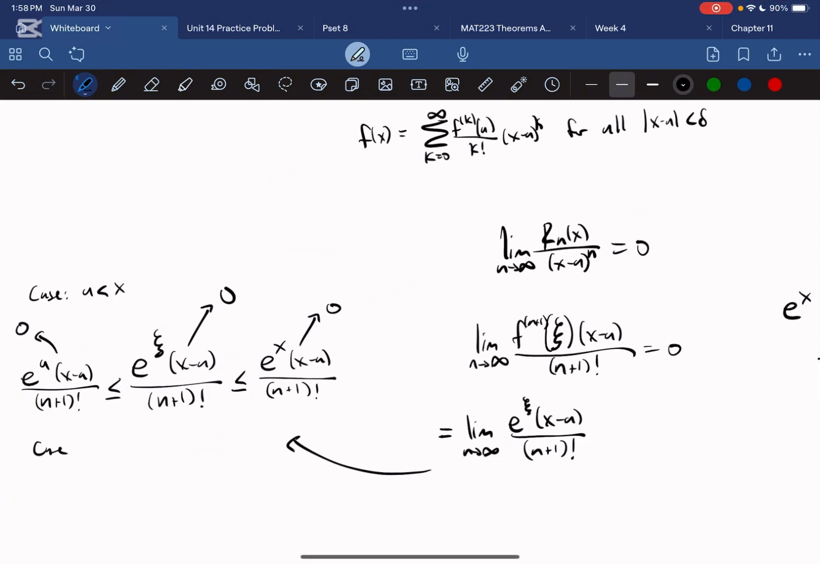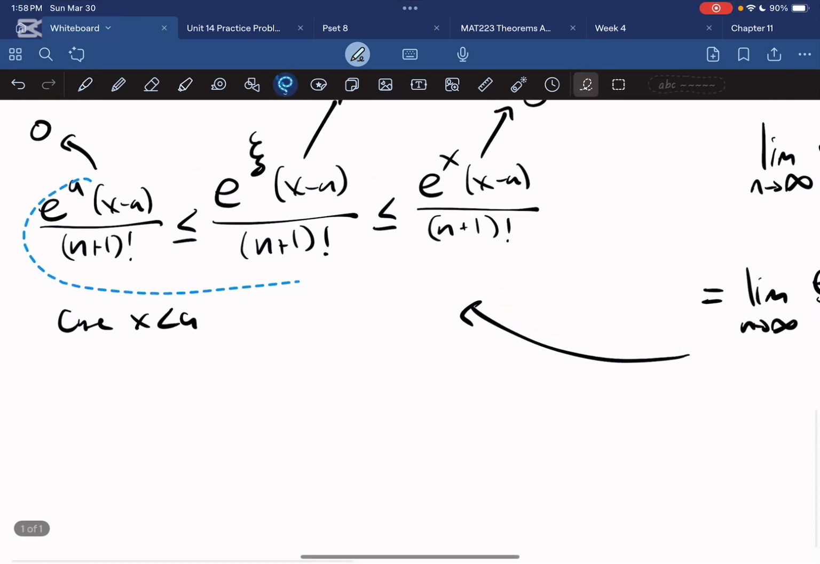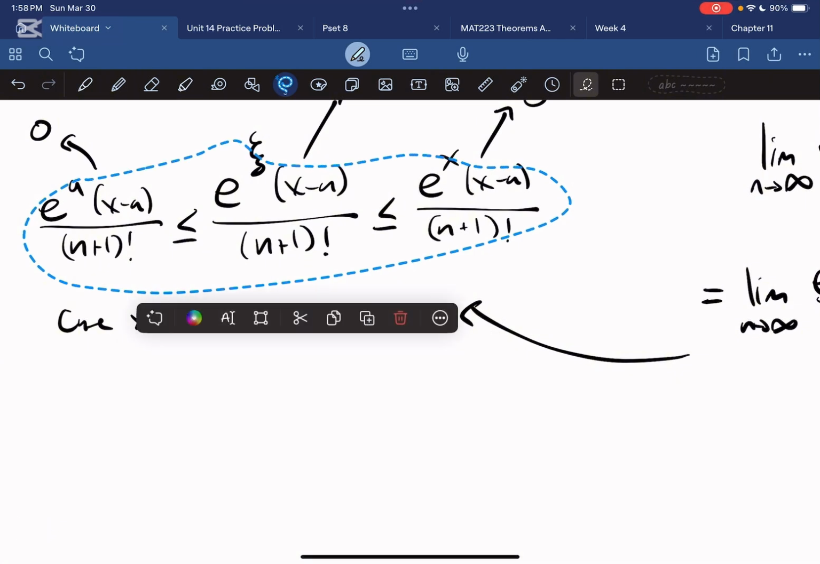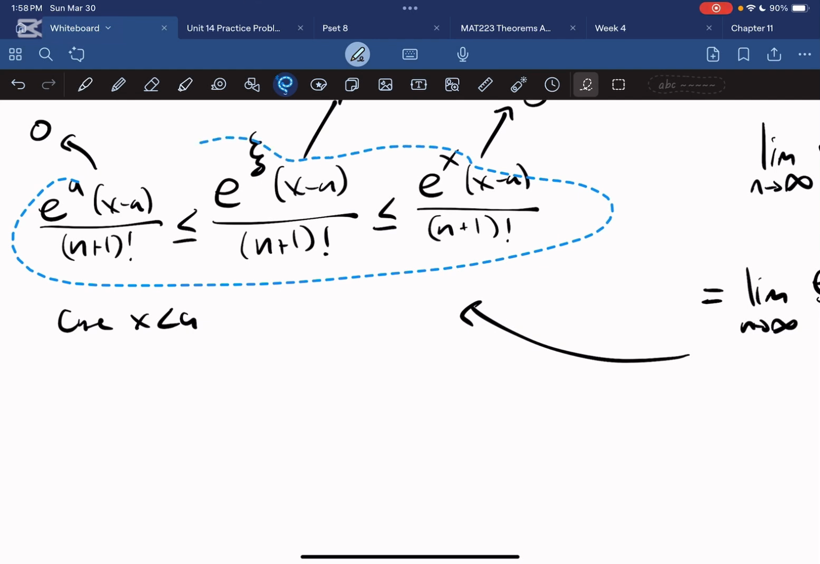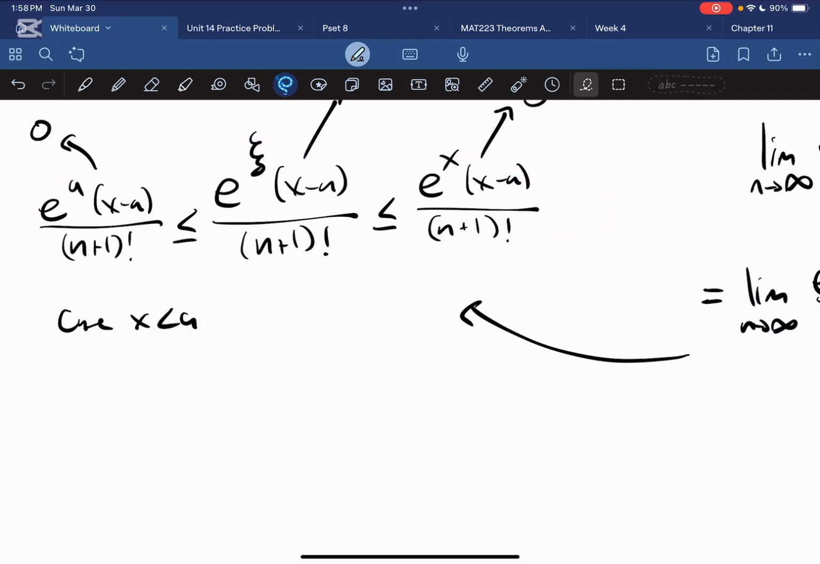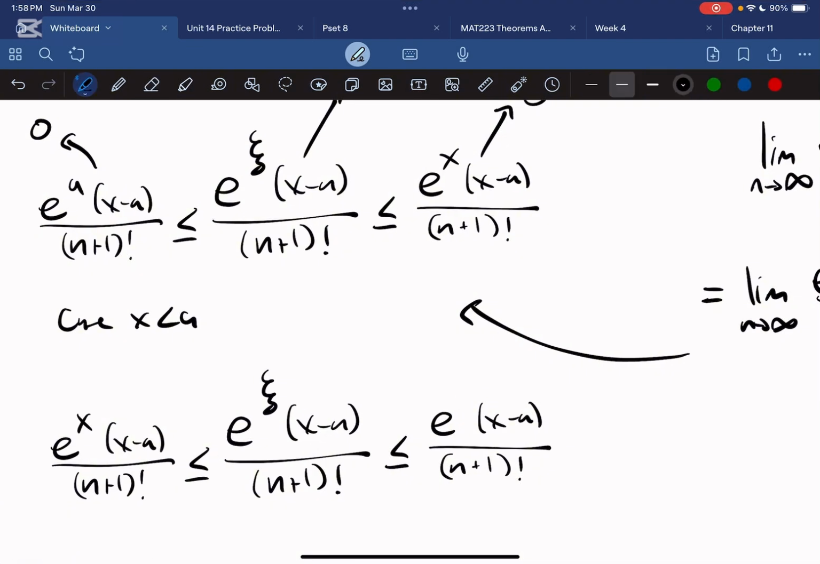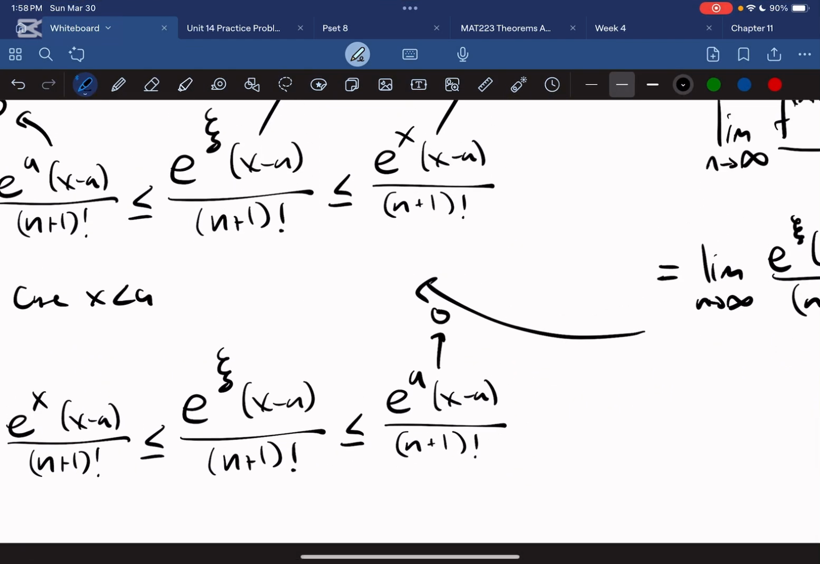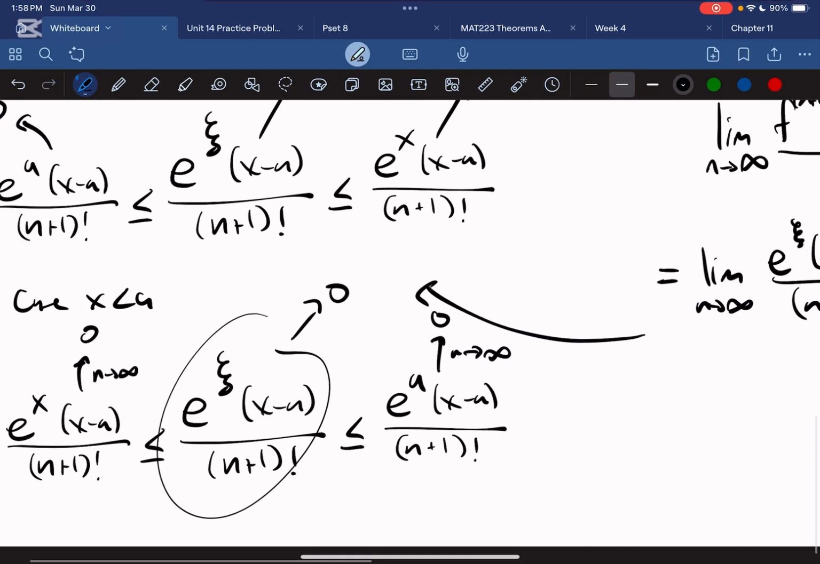And then case 2, when x is less than a, we have the exact same argument, literally the exact same argument. We can literally just copy and paste this, except here we evaluate at a and here at x. This goes to 0 as n goes to infinity. So this guy also goes to 0. And boom, we just proved it's analytic because we proved that this remainder goes to 0.